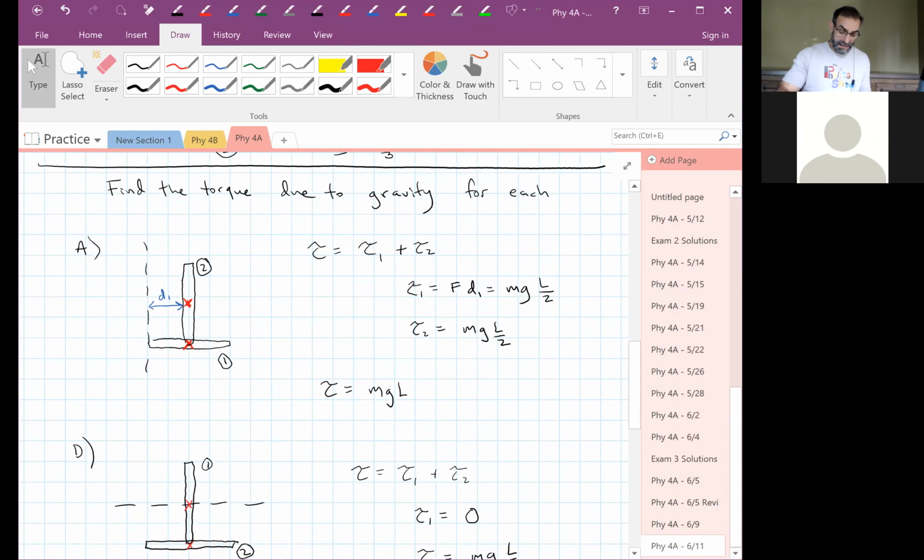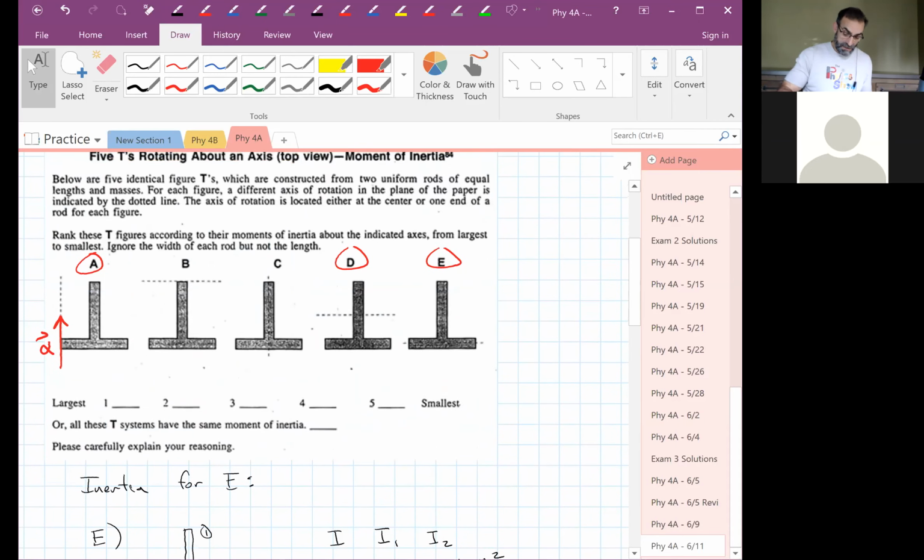How about D? If we release this thing, this is a top view, yeah. This side is going to go down. So alpha would point along the axis of rotation. We've got a 50-50 chance, to the right.